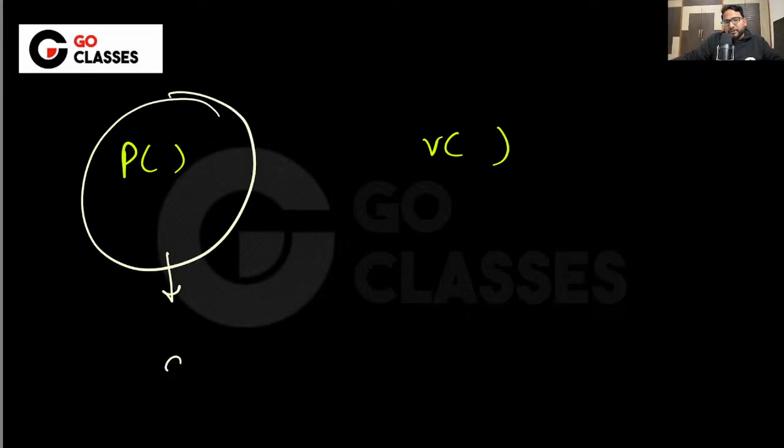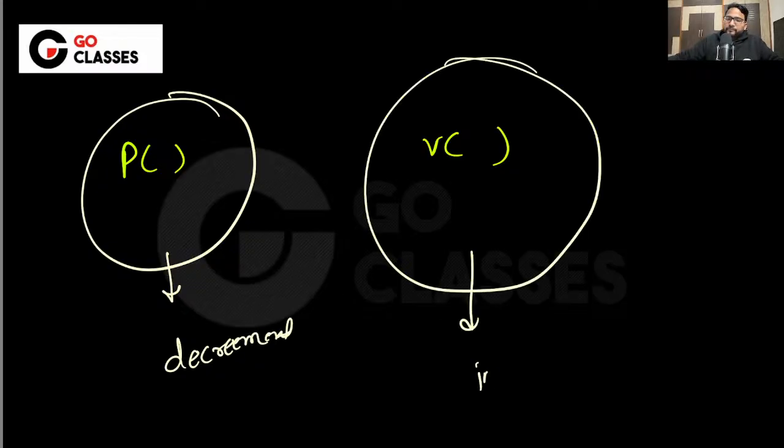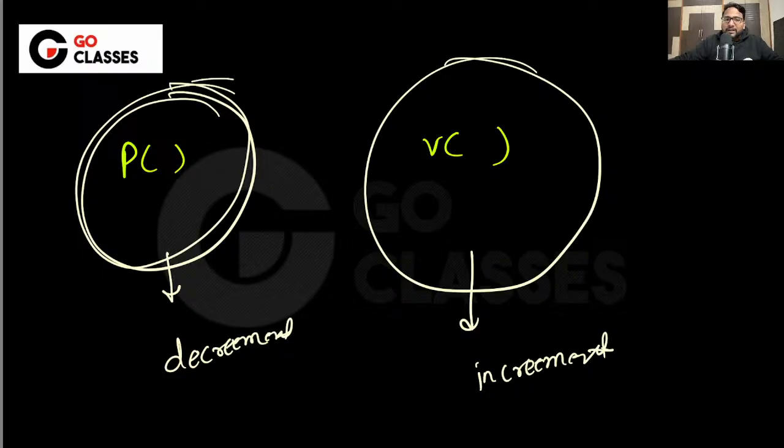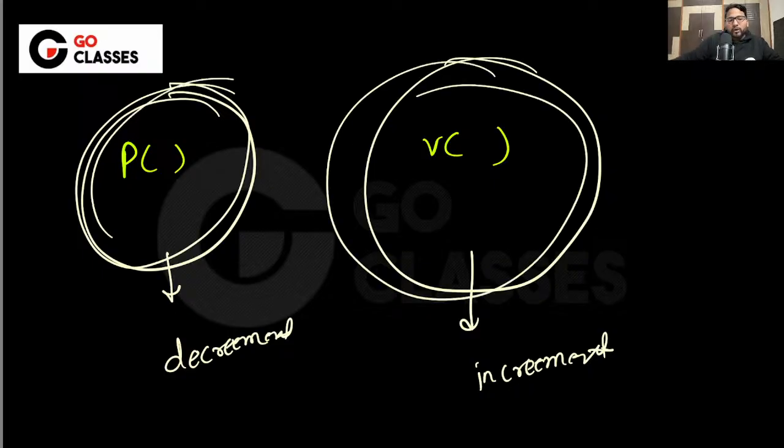Let me just tell you what this P and V are in simple terms. Here you just consider this P as a decrement operation, and you consider this V as an increment operation. So whenever you call P, you will decrement the value. Whenever you call V, you are going to increment the value.